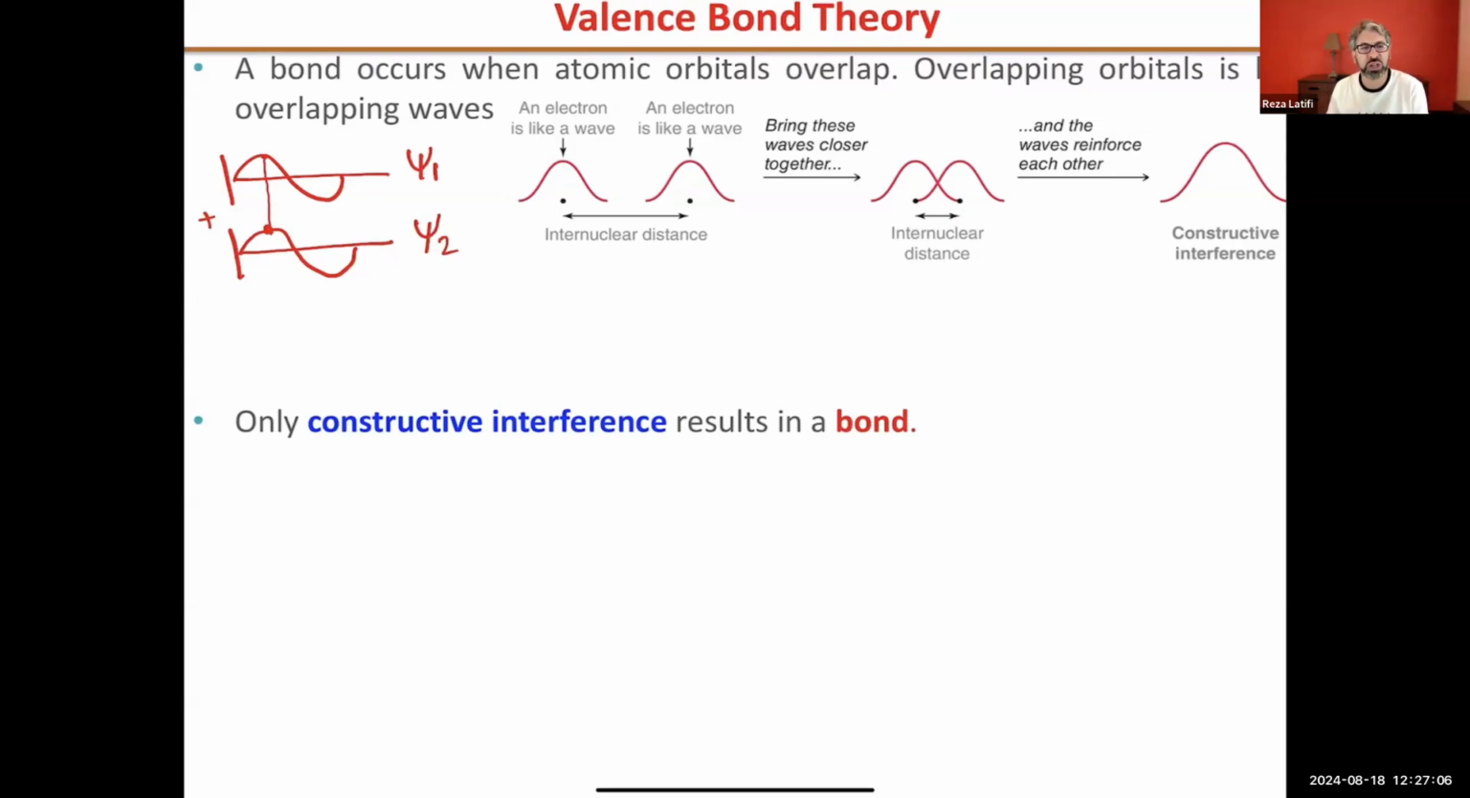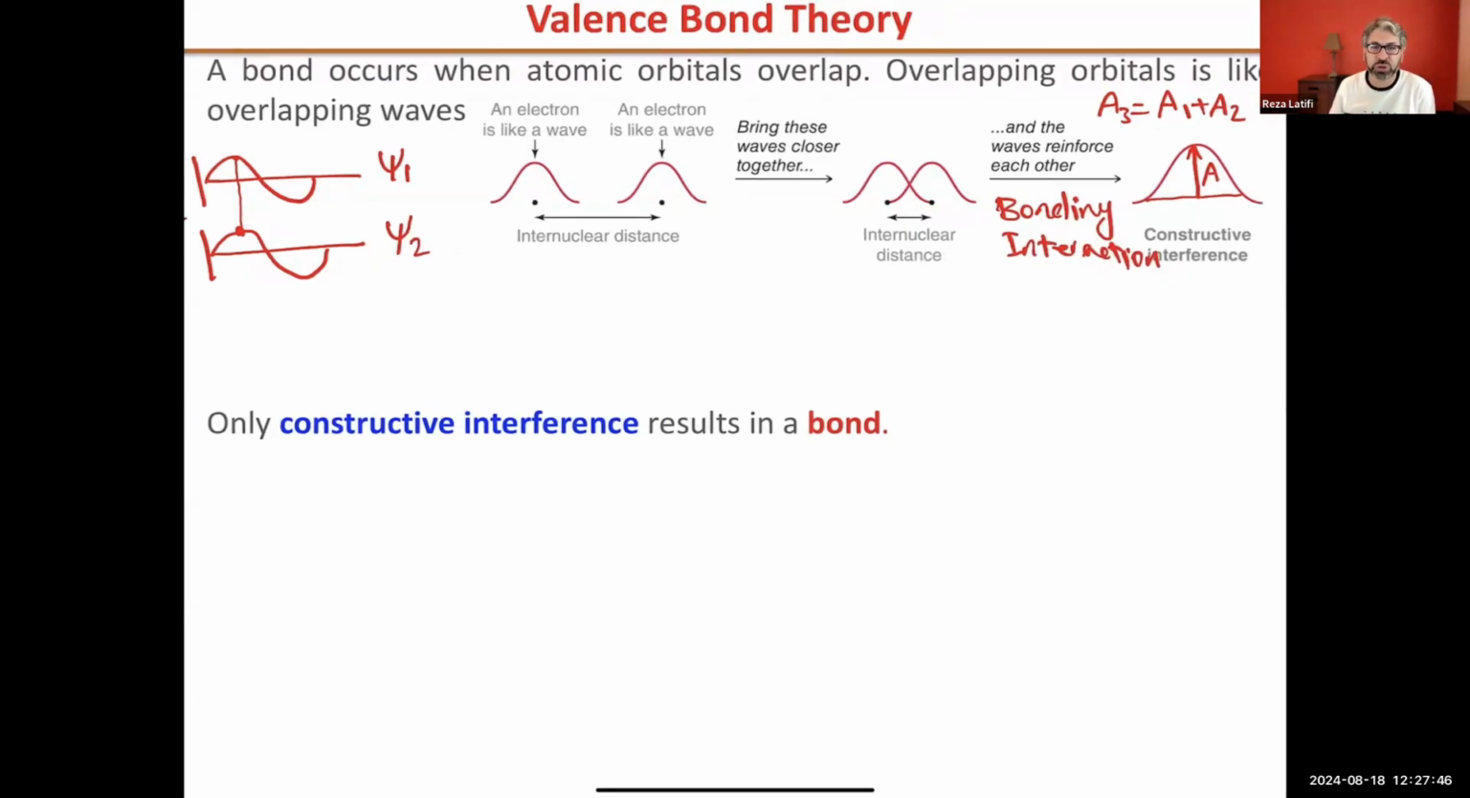When you add them to each other, you will get a stronger wave, stronger than any original one. It means the amplitude of the new wave, let's call it A3, is going to be equal to A1 plus A2. This is constructive interference. In chemistry, we call it bonding interaction. But what will happen if they are out of phase?